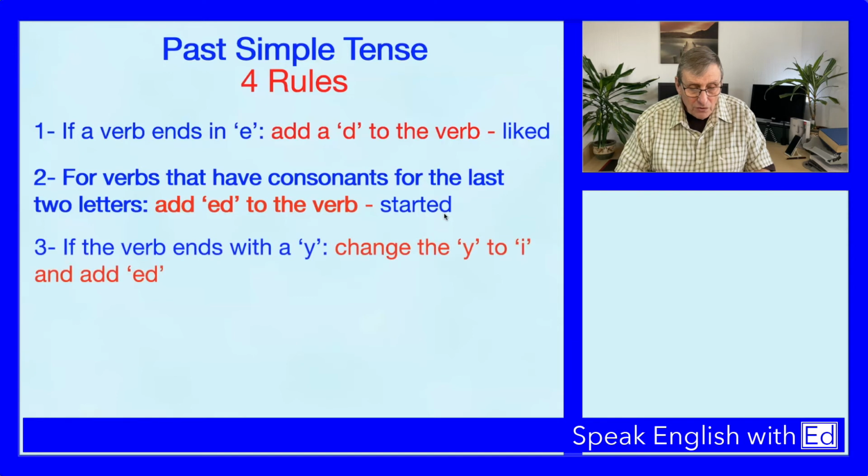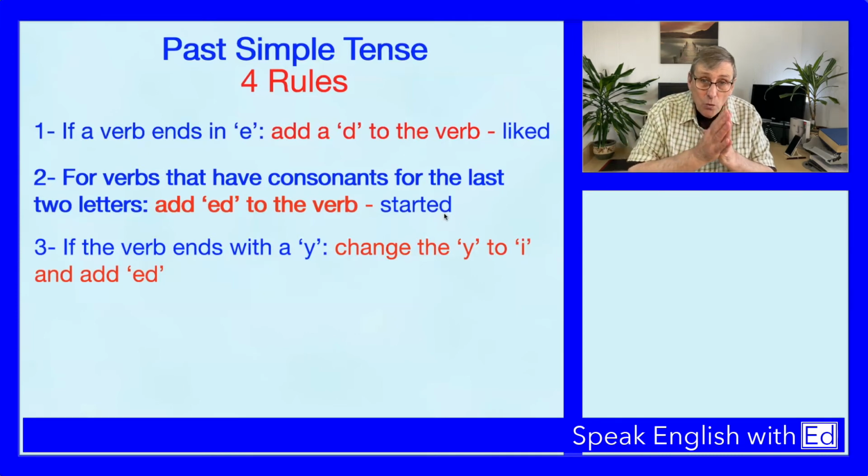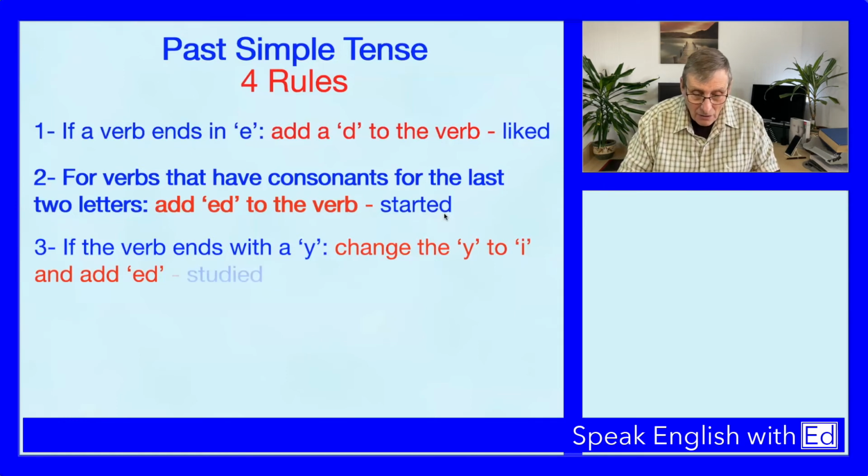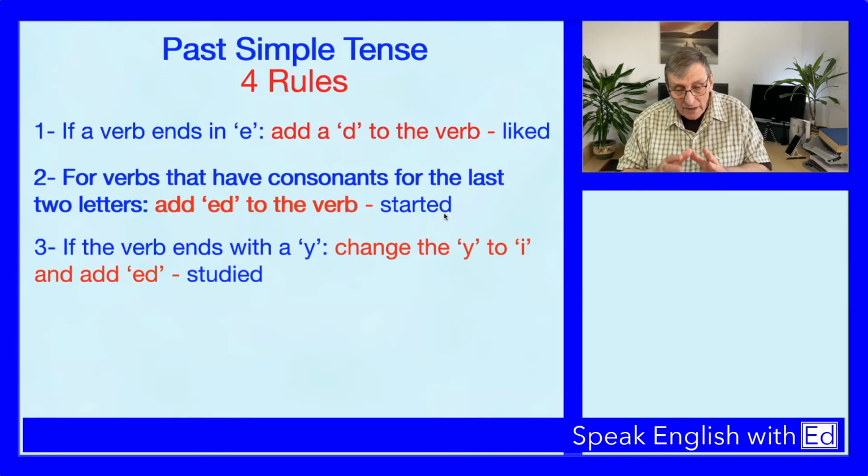Now, for rule number 3, if the verb ends in a Y, what do we do? Well, we change the Y to an I and add ED. We change the Y into an I and add ED. So, in our example, we had study, which was STUDY. We changed the Y into an I, and we came up with the past tense of studied. STUDIED, not YED, IED, studied.